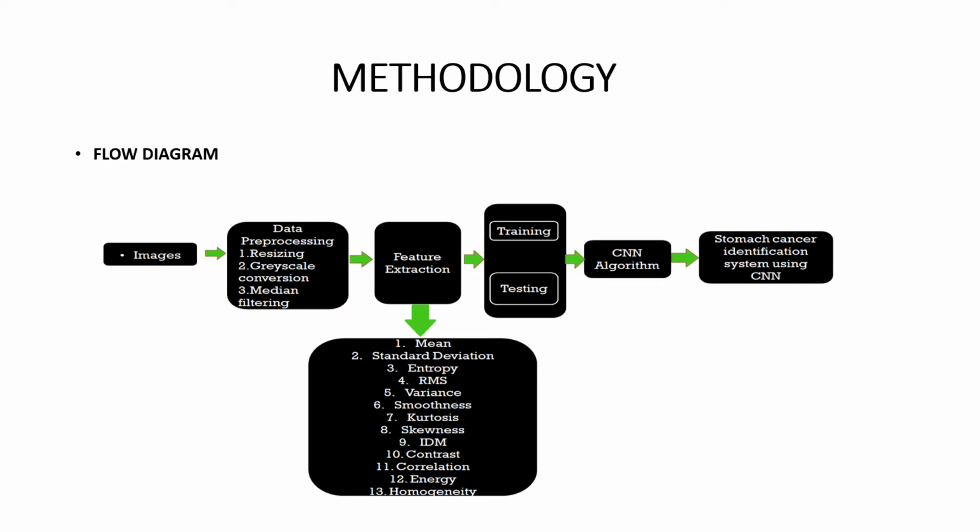Methodology. This is the flow of our project. First we collected the images, then these images were pre-processed and features were extracted from the images, and finally through training and testing we developed a stomach cancer identification system. The features extracted are mean, standard deviation, entropy, RMS, variance, smoothness, kurtosis, skewness, IDM, contrast, correlation, energy and homogeneity.